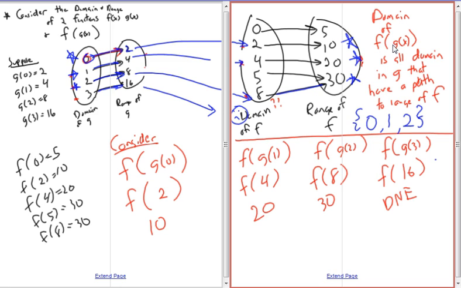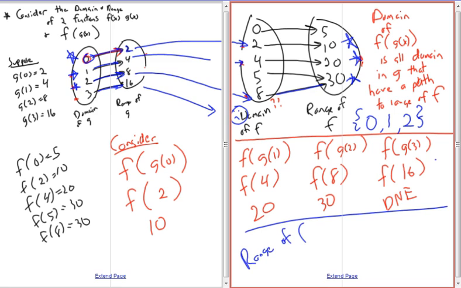The domain of f composed of g of x is not everything that's in the domain of g, because 3 is not part of this domain. In fact, it's also not everything that's in the domain of f, because 5 is part of the domain of f, but we can never get to 5. That's not really the point. I'm looking to see what values I can plug inside here of this g of x. So the domain of f composed of g of x is just 0, 1, and 2.